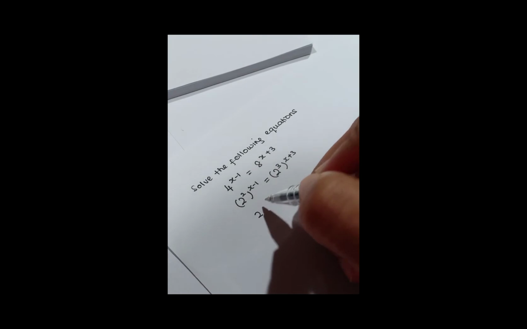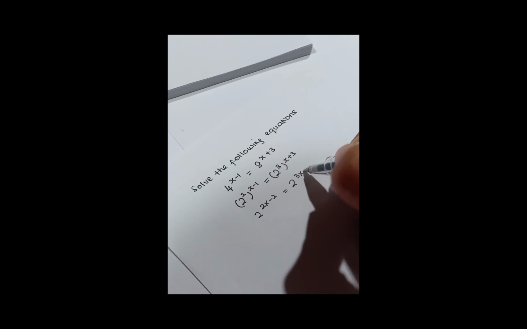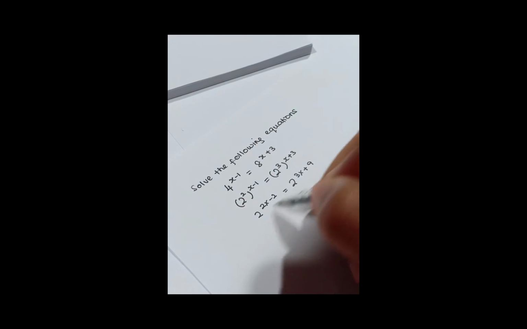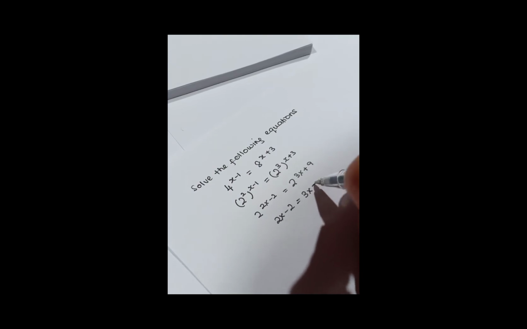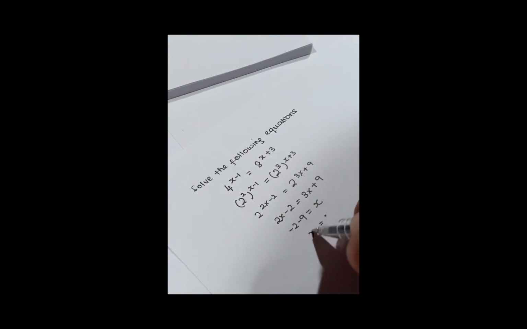So you expand the index. 2x minus 2 equal 2 power of 3x plus 9. Then since the base is the same, we can compare the index. So we write 2x minus 2 equal to 3x plus 9, and 3x minus 2x is equal to x, negative 2 minus 9, so x is equal to negative 11.